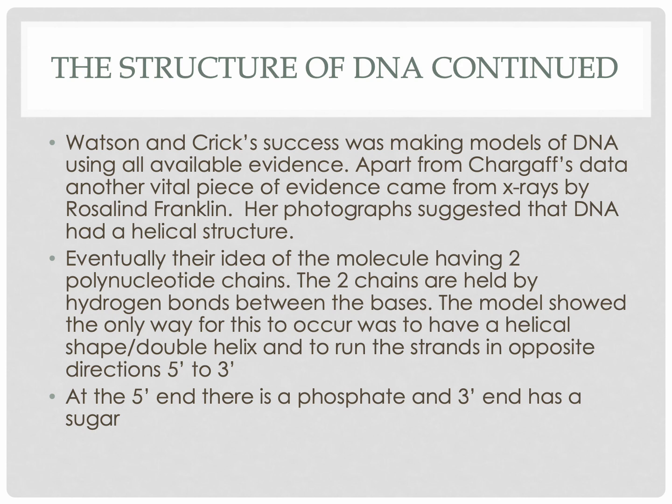Eventually, their idea of the molecule having two polynucleotide chains, the two chains held by hydrogen bonds between the bases. The model showed the only way for this to occur was to have a helical shape, that double helix, and to run the strands in opposite directions, 5' to 3', referring to the sugars. That's that anti-parallel structure. At the 5' end, there's a phosphate, and at the 3' end, there's a sugar. The 5' and 3' are the carbon numbers on the atom of the sugar.